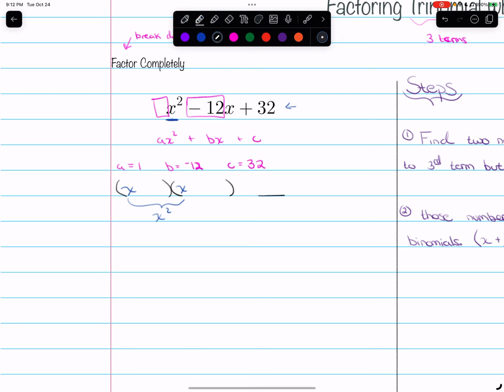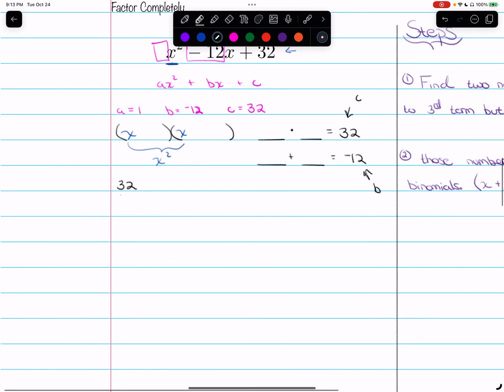Next, we have to find two numbers that when we multiply them together, we equal 32. That's our C term. And when we add these two numbers together, we're going to get negative 12. This is my B term. We're going to start with the factors of 32. I just need two numbers that multiply to equal 32.